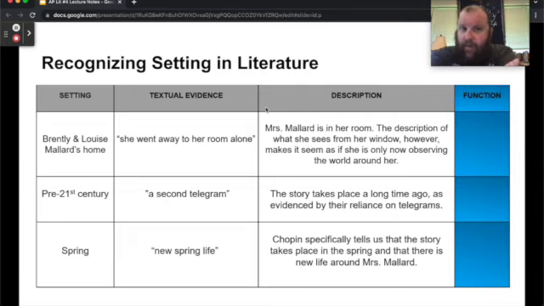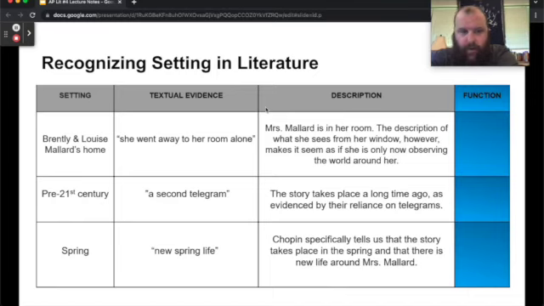How do we know it's at the home? Well, it says she went away to her room alone. That room is in her home, right? And we know it's Brentley and Louise Mallard's home because, at the beginning of the story at least, we learn that Brentley Mallard has supposedly died, and that Louise Mallard is mourning his death, we think.